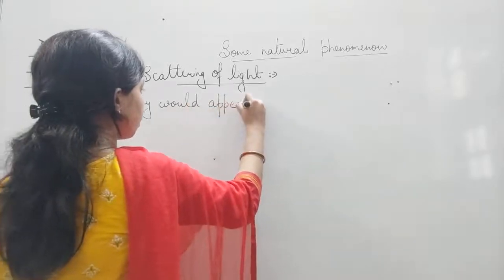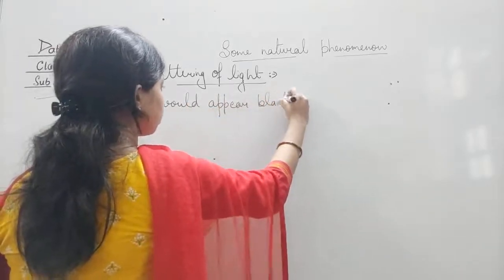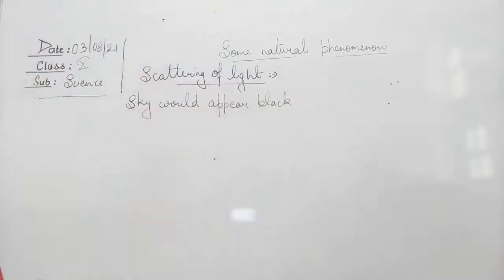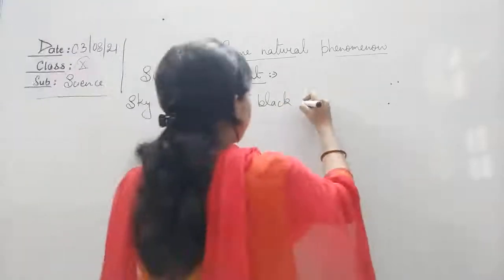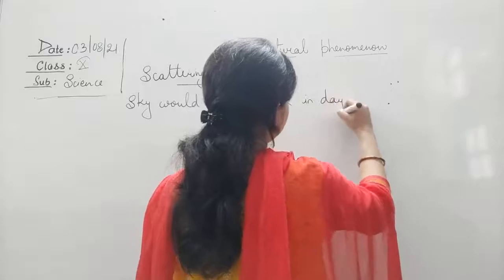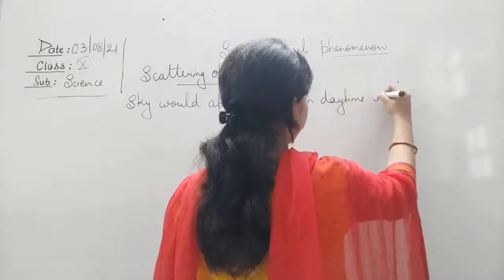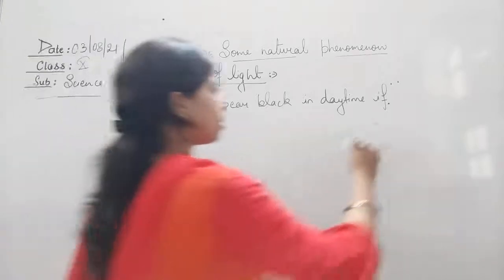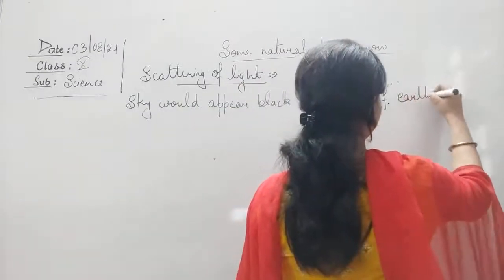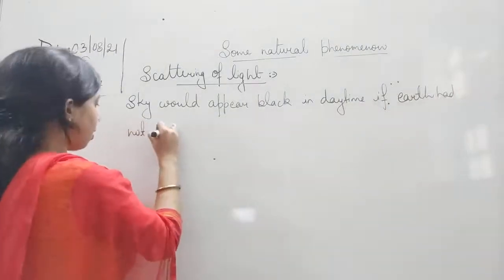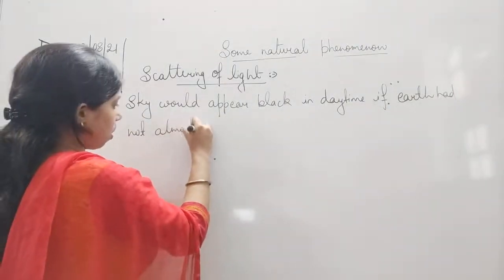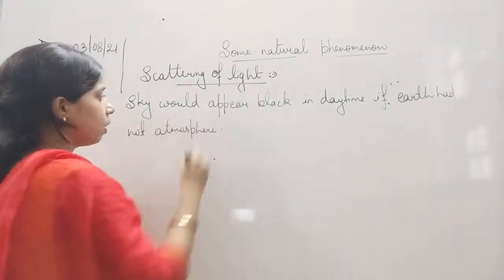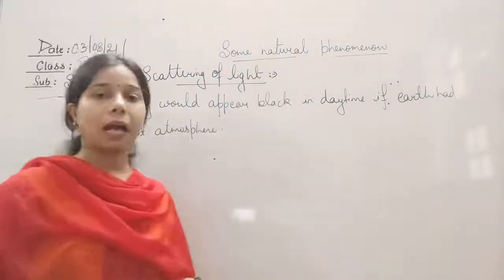The sky would appear black in daytime if Earth had no atmosphere. Why would the sky appear black in daytime?